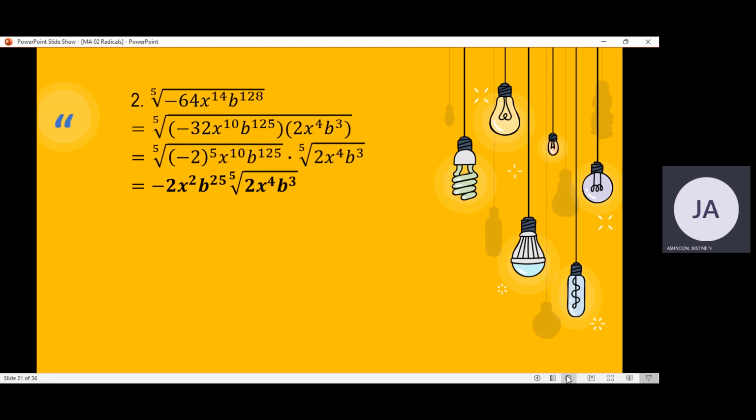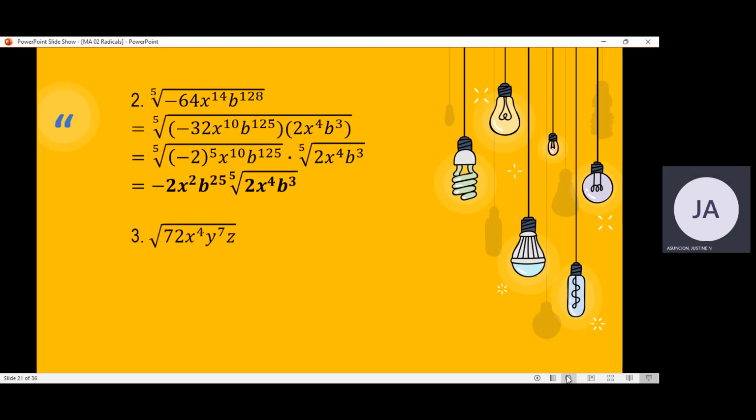So again, all you need to do is to divide it. Negative 2 raised to 5, 5 divided by 5, that's 1. X raised to 10, so 10 divided by 5, that's x squared. 125 divided by 5, that's 25. And then multiply the remaining fifth root of 2x raised to 4b cubed.